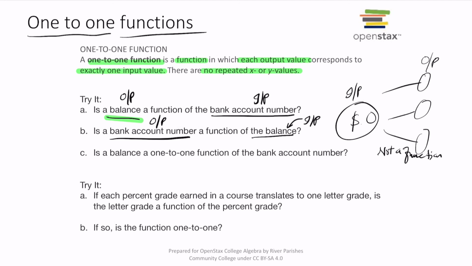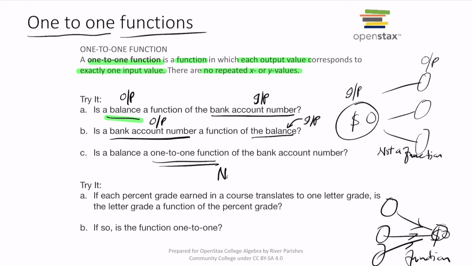Now let's look at the first example again. Is the balance a function of the bank account number? There can be multiple bank account numbers that have the same $0 balance. This is an example of a function, but this brings up the question, is it a one-to-one function? No, because each individual bank account number does not have a unique balance. There can be chances where multiple bank account numbers have the same balance. So this is where the difference comes in. Now use this principle and try the other 2 examples.